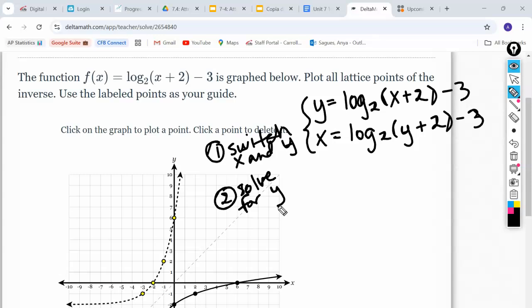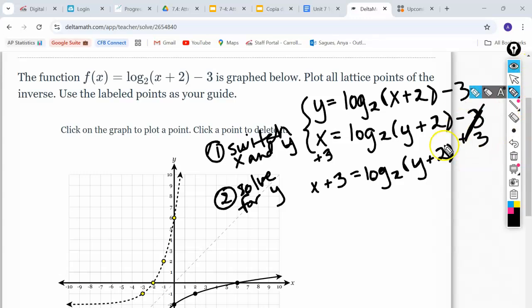So the first thing that I want to get rid of that's the furthest away from y is this minus 3 out here. So I'm going to do plus 3. So I end up with x plus 3 equals log base 2 of y plus 2. All right, now the next thing that's furthest away from the log, it's not the plus 2. It's actually this log with the 2. Right? The way that I get rid of log is I have to use an exponential.